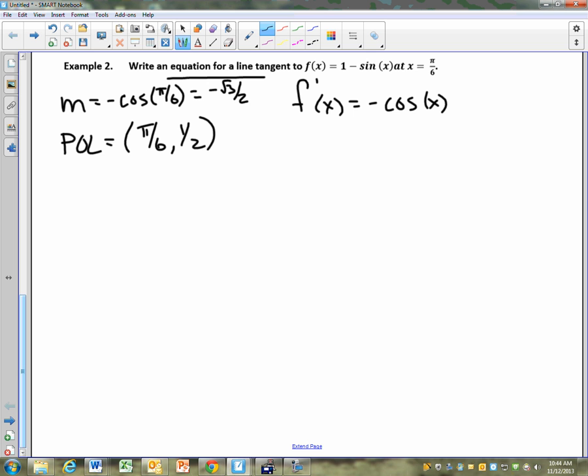So now we write our equation. Y equals mx plus b. I'll try to do this without any decimals. If you'd like to convert it to decimal, that's fine. But you'd always need to verify your answer, especially on a test, if there was a multiple choice and one was listed differently. So my point on my line, the y value is 1/2, m is negative root of 3 over 2, x is pi over 6, plus b, right?